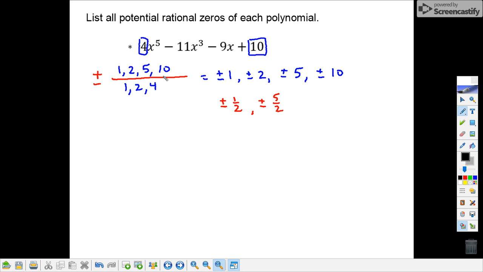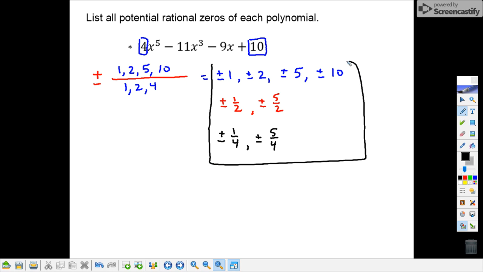Last but not least, I divide everything by 4. So we have positive negative 1/4. Well, 2/4 is a half. That's already on my list. We don't have 5/4 though. And 10/4 simplifies down to 5 over 2, so I don't need that one. So here is the entire list of potential rational zeros.